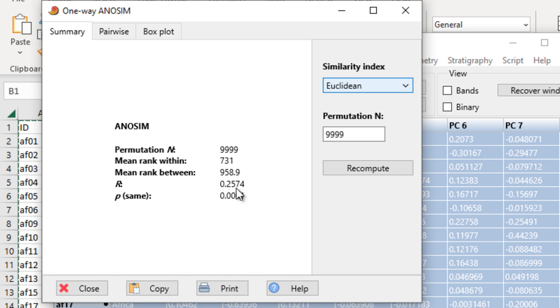It means they are dissimilar. Now it means they are dissimilar, but the dissimilarity is low. Okay, if it's negative, it means they are not dissimilar, which means they are similar. So that's what it means.